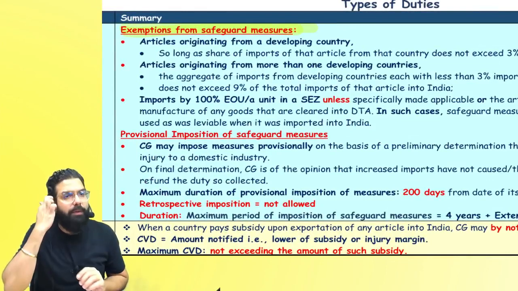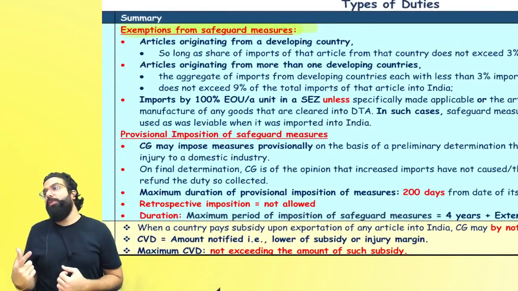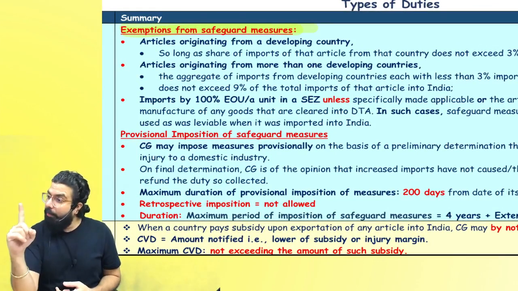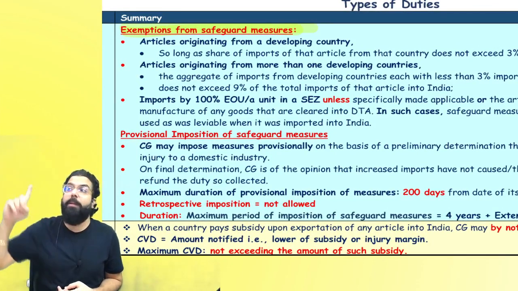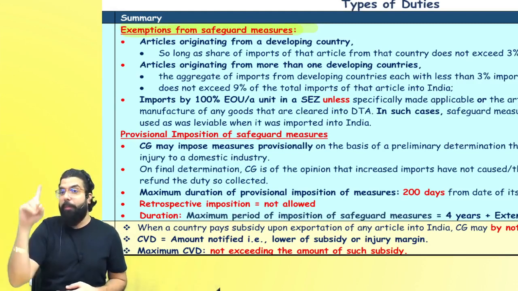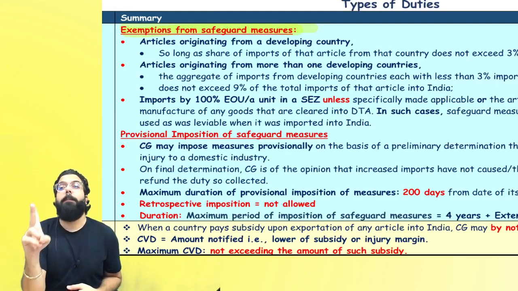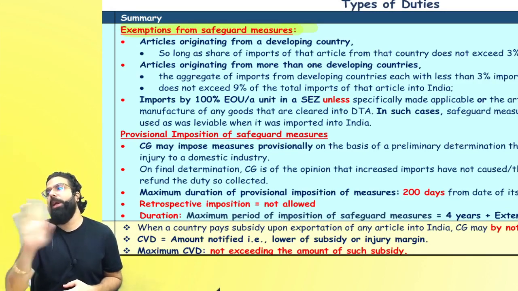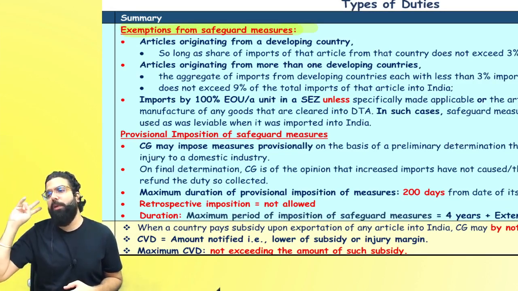Sir, what is the exemption for safeguard measures? Everyone listen to me very carefully. Exemption from safeguard measures. If an article is imported from outside India, from one developing nation, remember, one developing nation, brother nation, we are developing, he is developing, plus the import is not exceeding 3% of the import of that article into India, then safeguard duty exemption will be given.